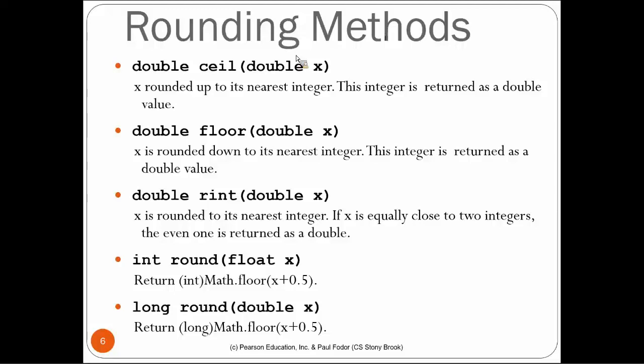Similarly, the floor will return the nearest integer less than or equal to x. Rint is x rounded to the nearest integer. If it's equally close to two integers, it will return the even one. So for instance, rint of 4.5 will return 4. Rint of 5.5 will return 6. Round returns exactly the value that you get after we apply Math.floor of x plus 0.5. And round of a double will return a long, because doubles are 8 bytes, so it will return an equivalent integer type.